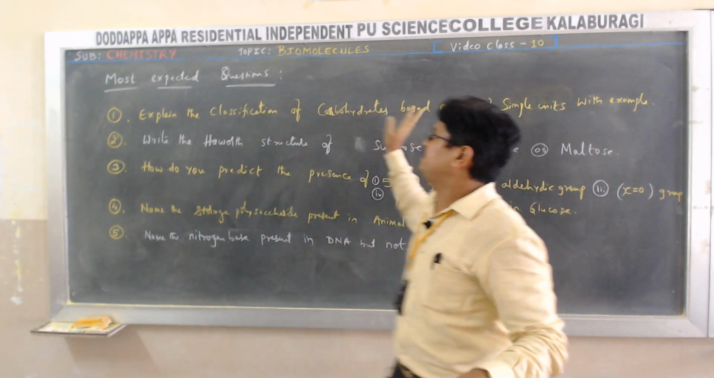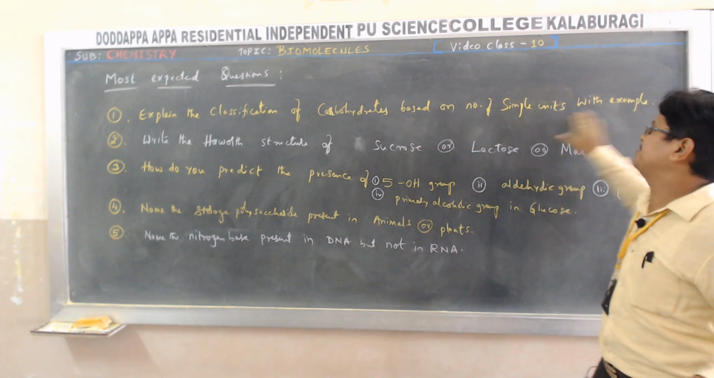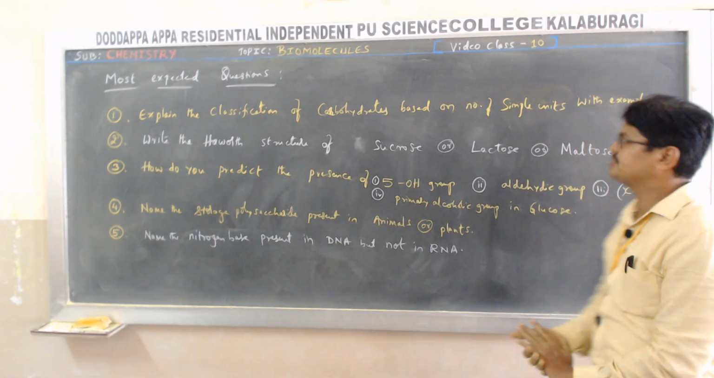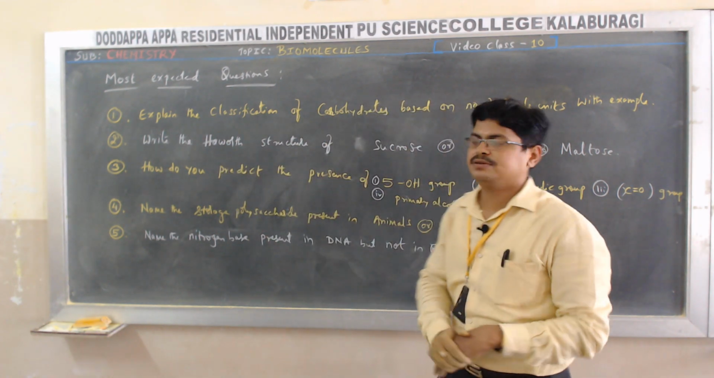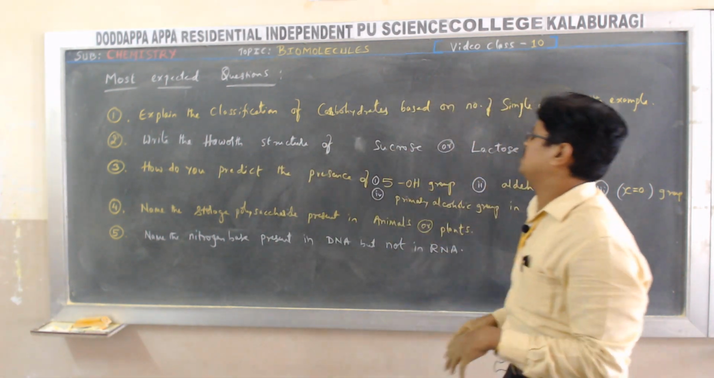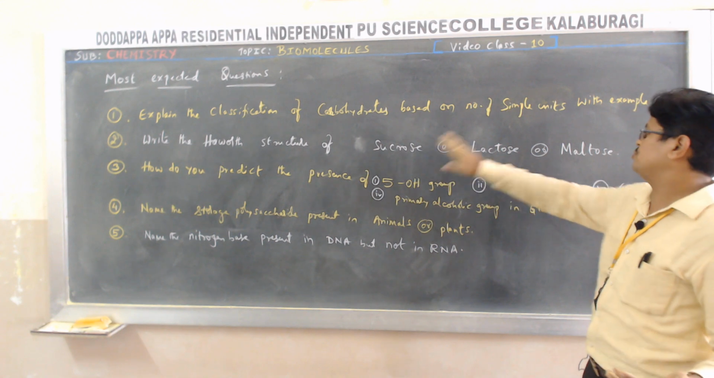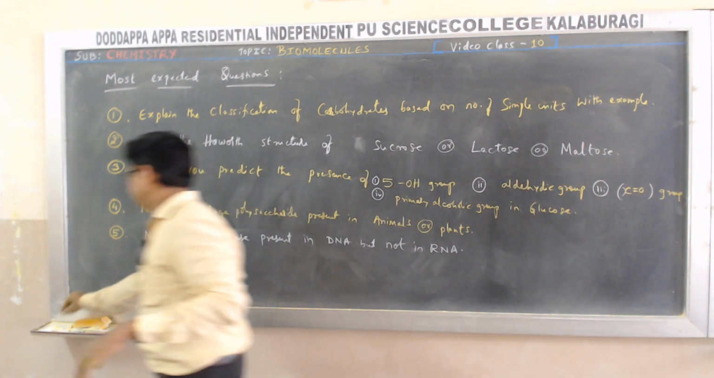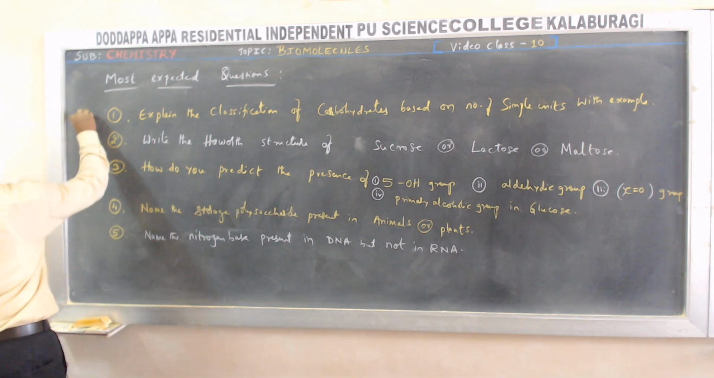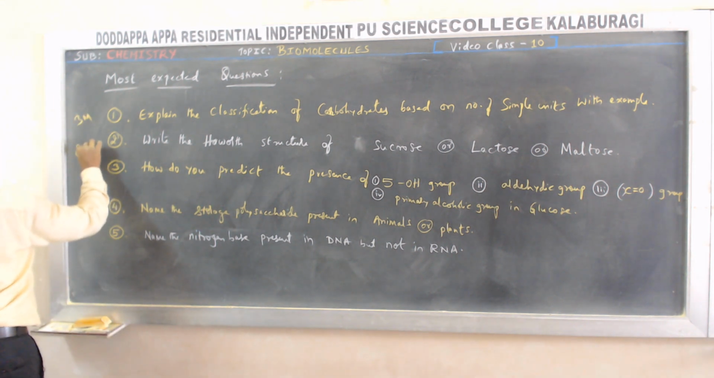First one, explain the classification of carbohydrates based on the number of simple units with suitable example. This question will appear for 3 marks. Then write the Haworth structure of any one, either sucrose or lactose or maltose. It is for 2 marks.